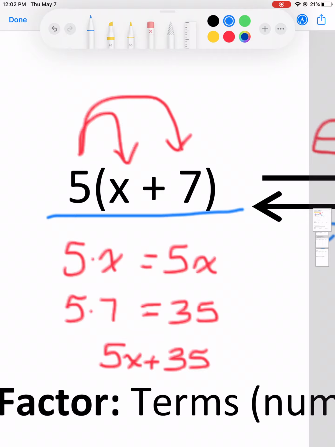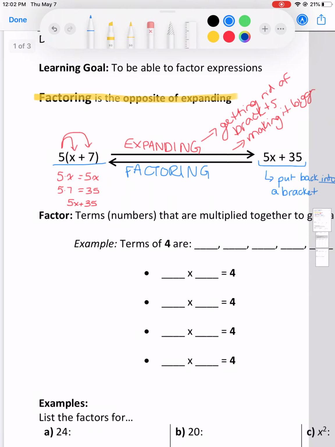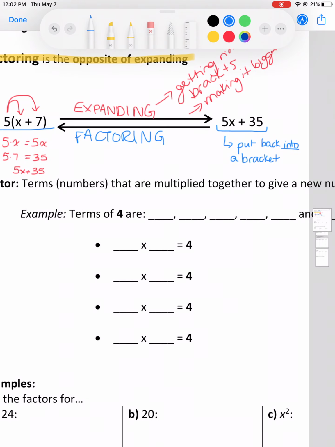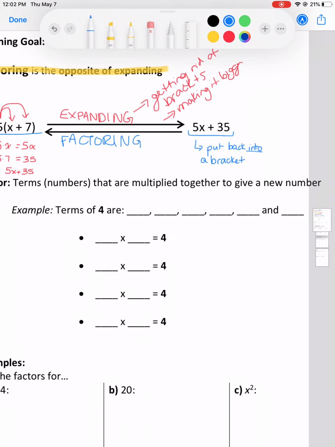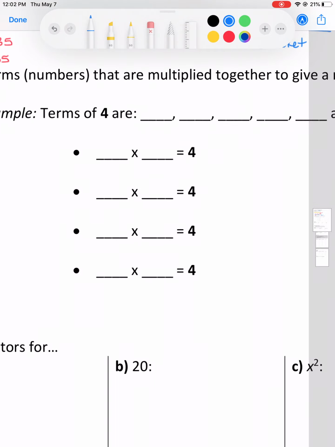How about that? Okay, so I'm going to go through a few things first, and then we will get right into it. Factors, terms or numbers, depending on what we're dealing with, are multiplied together to give a new number. We've gone over this a while ago, but we're just reviewing it. So, the terms of 4. What are terms? They're numbers that are multiplied to give us 4.